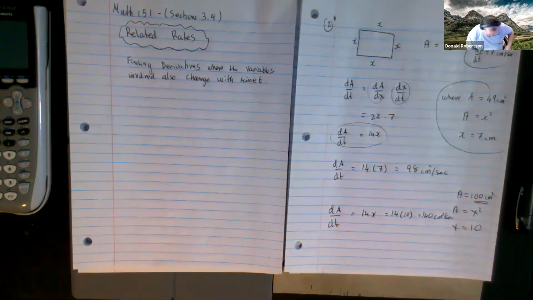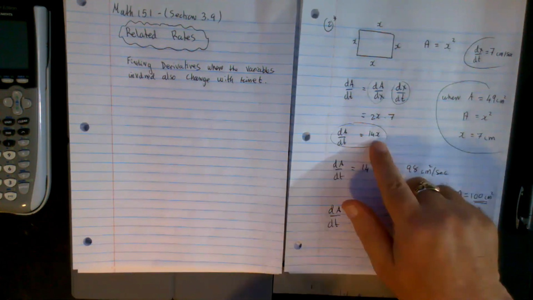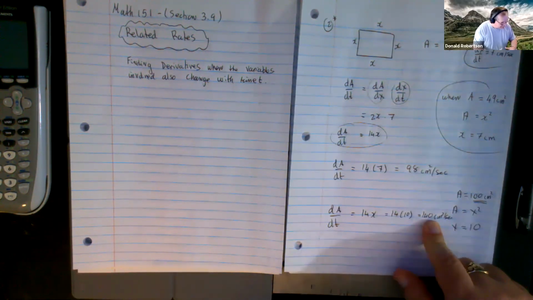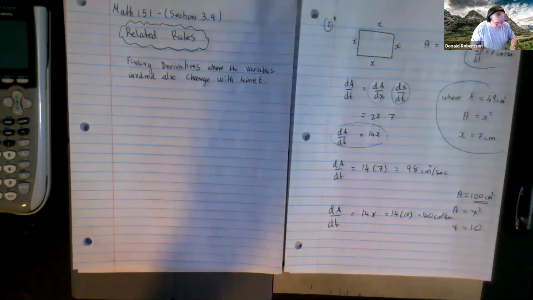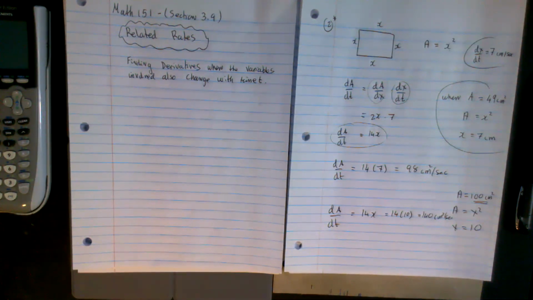So actually the rate of change of the area of this square is increasing. When x is 1, it's only increasing at 14. When x is 10, it's now increasing at the rate of 140. So if anything, this is increasing in a linear fashion. It's getting bigger in a linear way. Okay, I get it.